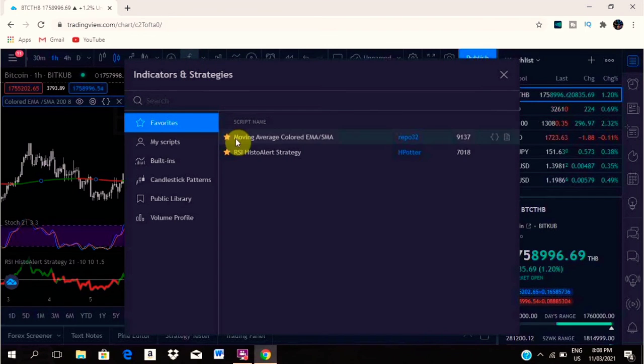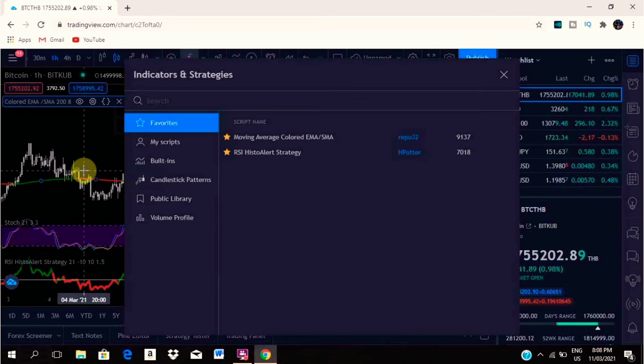an RSI Histoalert Strategy, which is created by H. Porter as the publisher, so that when you are finding it, you can use H. Porter to find it. You can use either of the two to find it, or you can write everything together, and then it will find the indicator for you.